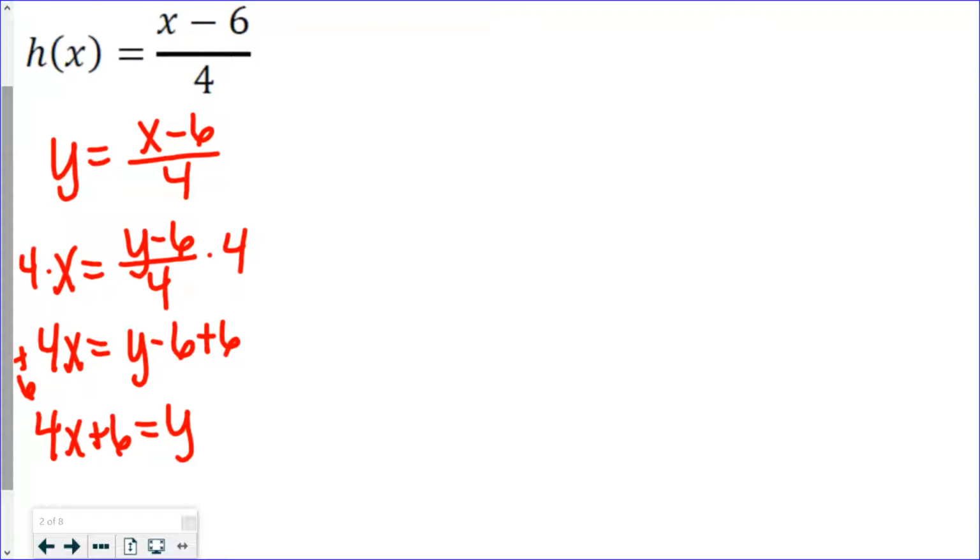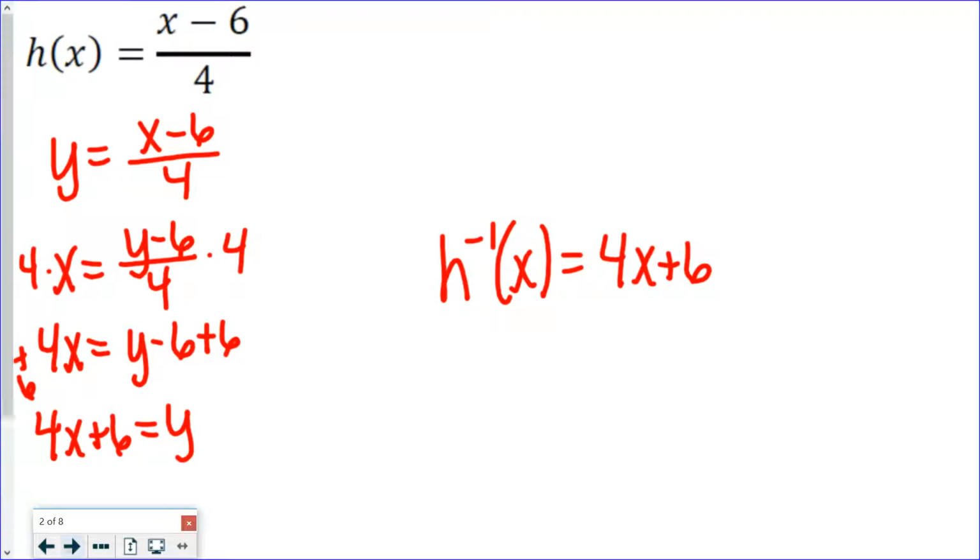Once we have the new y by itself, don't forget, we've got to go back and put it into function notation. Normally, we would say f inverse, but here our function was h of x. So we've got to use the same notation as the original. So not f inverse of x, we want h inverse of x. Because this is the inverse of h of x. And that was 4x plus 6. All right, so that's a review of what we did on Monday.